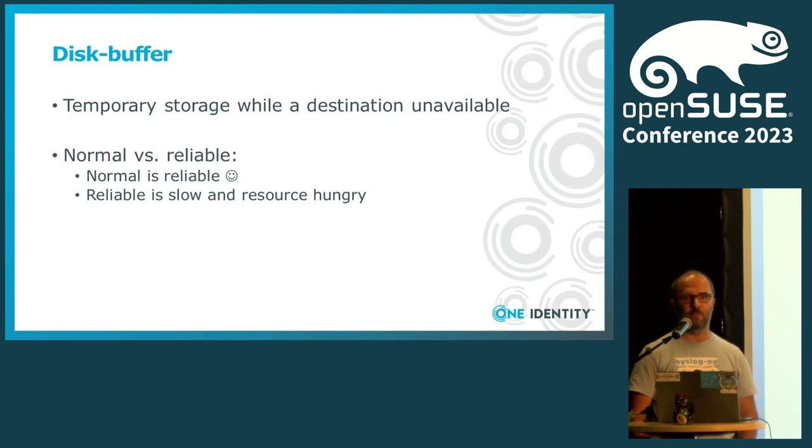There are two kinds of disk buffer within Syslog-ng. One is called normal, and one is called reliable. As it turned out, it's not the best naming structure, as the normal disk buffer is also reliable. Reliable disk buffer gives some extra assurances. On the other hand, it also means that it can be pretty slow and resource hungry as well. So normal is usually pretty much okay in almost all situations.